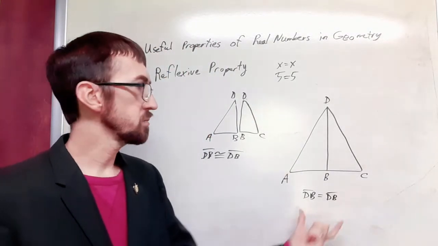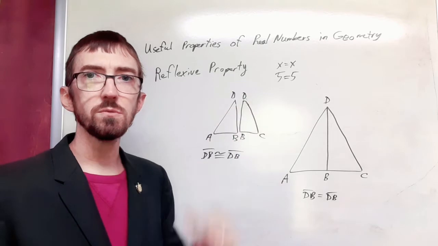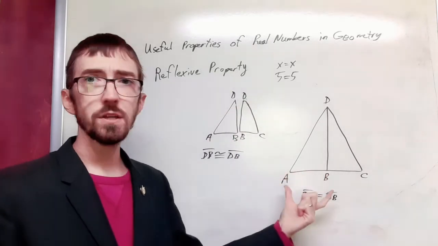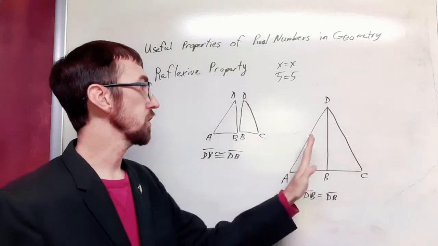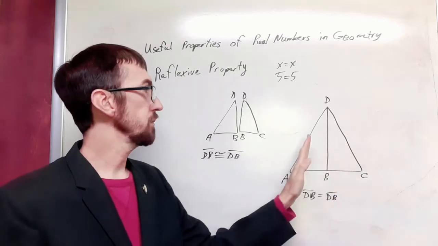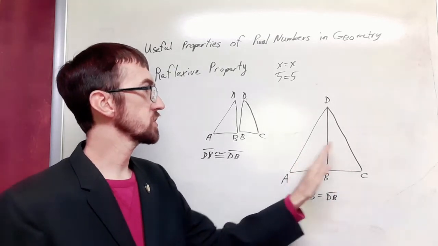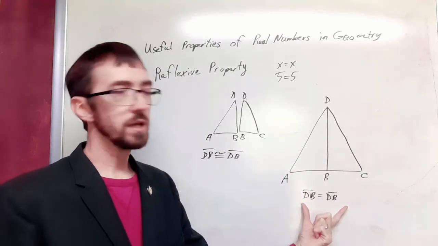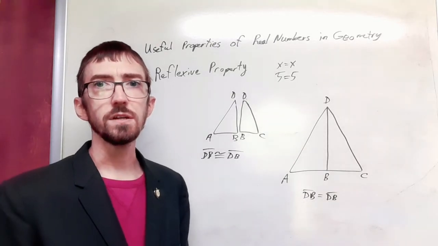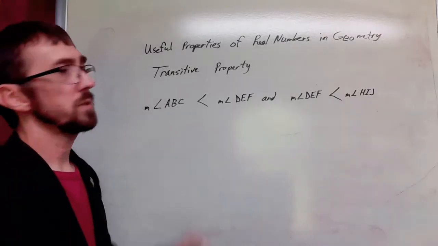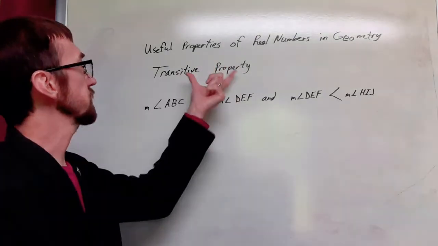That's why it becomes important to be able to use the reflexive property, because in an argument situation, if we wanted to argue from the original diagram that this side shares some property with this side, we can immediately start with this. The next real number property that I want to talk about is transitivity.